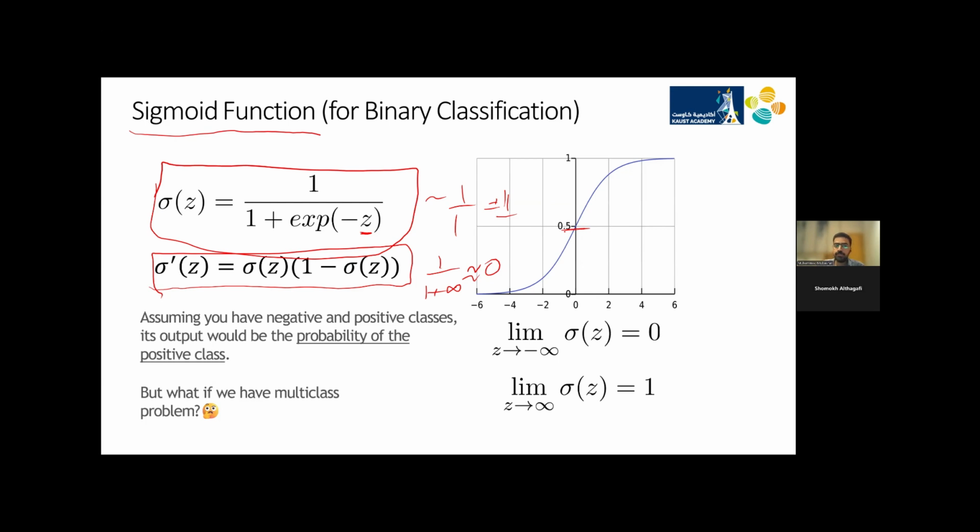Any questions so far? Clear, yes. All right. Do you need me to go over the derivation of this? Like why the derivative of the sigmoid function is this? Yes, please. All right, let's just quickly go over it.